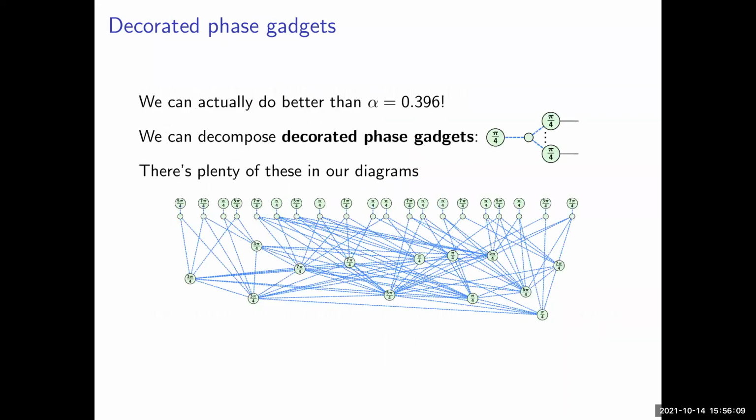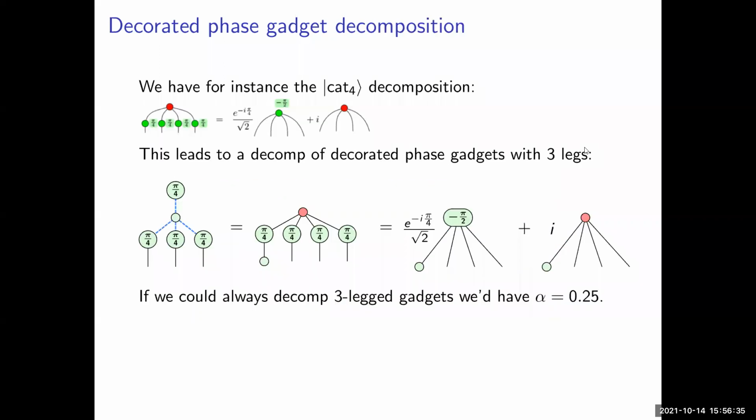The second observation is you can actually do better. And that comes down to what I've come to call decorated phase gadgets. So it's a phase gadget, but then on every leg there's a pi/4 phase. And in our diagrams, every phase gadget is a decorated phase gadget, right? So all the legs on the phase gadget contain these pi-like phases, right? Because that's the structure of our diagram. And it turns out that these have very small decompositions as well.